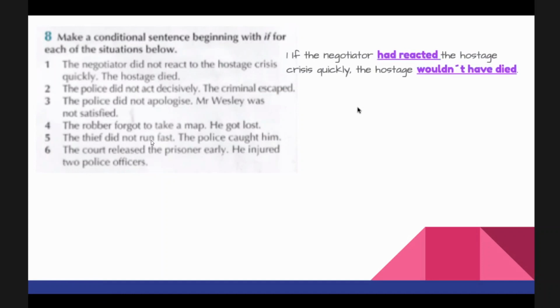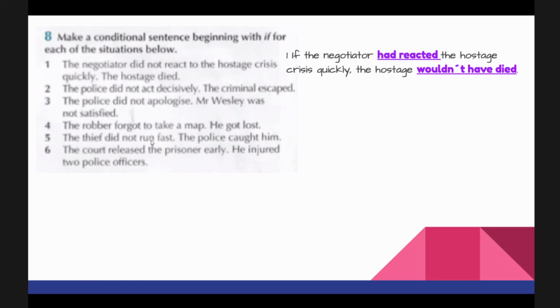Okay, so if the negotiator had reacted to the hostage crisis quickly, the hostage wouldn't have died, which means that they died. Okay? Entonces, if the negotiator had reacted to the hostage crisis quickly, the hostage wouldn't have died. Sorry guys, I forgot a preposition, to. Had reacted to the hostage crisis quickly. Okay, me faltó un to. Okay, thank you. Carla, please, what about number 2?